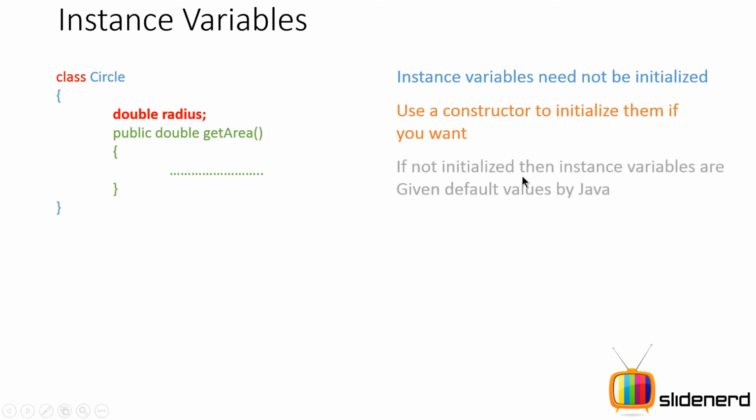So if not initialized, then the instance variables are given default values. For example, numbers have a default value of 0, all objects have a default value of null, and boolean has a default value of false. An instance variable is alive as long as the object is alive, like we saw in the first slide, where I showed you that the instance variables radius and area lived throughout the complete running of the main method. But the methods were getting called and the temporary variables inside them were being created and destroyed as soon as the method exited.